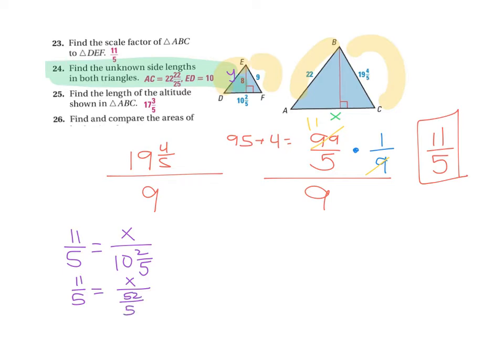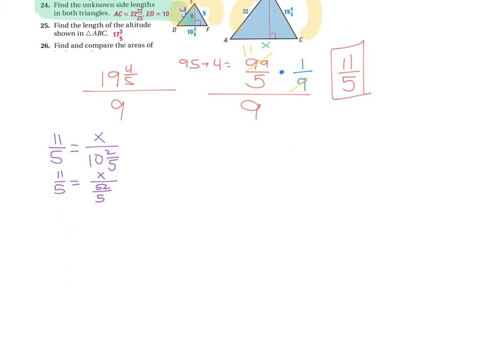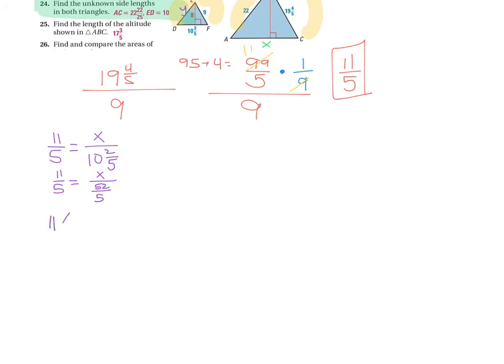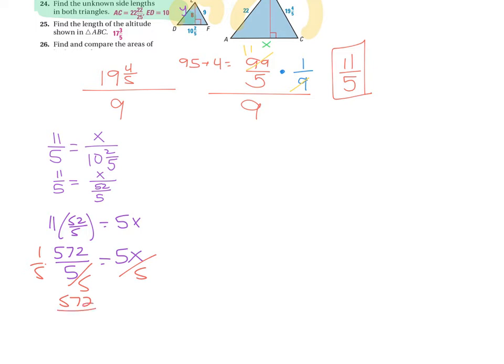Just convert that to an improper fraction, and then cross multiply. So 11 times 52 over 5 would equal 5 times x. This is 572 over 5 equals 5x. And then divide both sides by 5. And dividing by 5 is the same thing as multiplying by a fifth. So 572 over 25, which becomes 22 and 22/25ths.